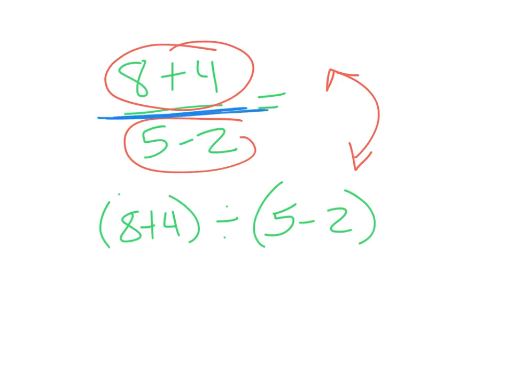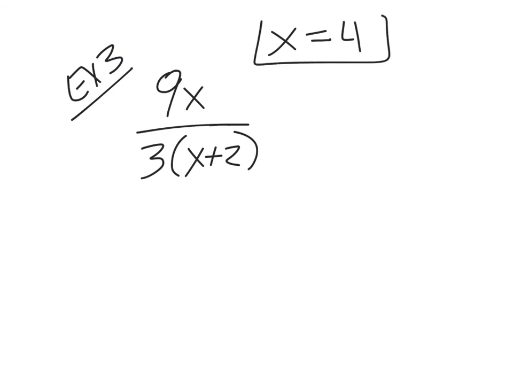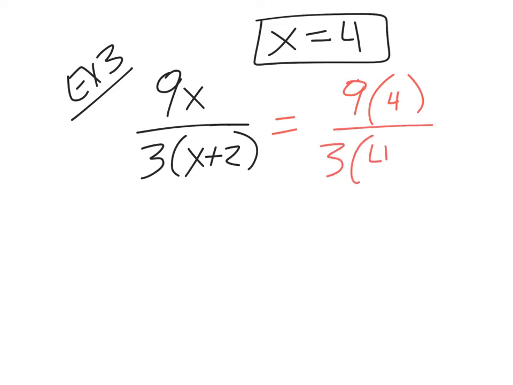All right, so let's practice one of these. Example 3. We have 9x over 3 times x plus 2. Right? And they told you at the beginning that x equals 4. So the first thing you're going to do is plug in that 4 wherever the x is. So I'm just going to rewrite. Equals 9 times 4 over 3 times 4 plus 2. So now I can solve.